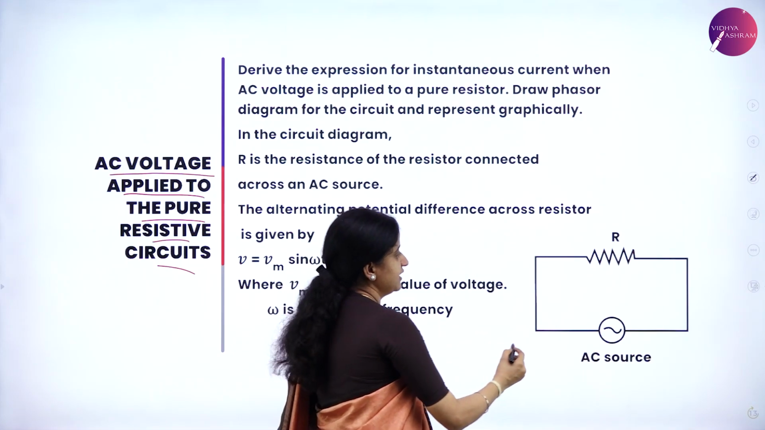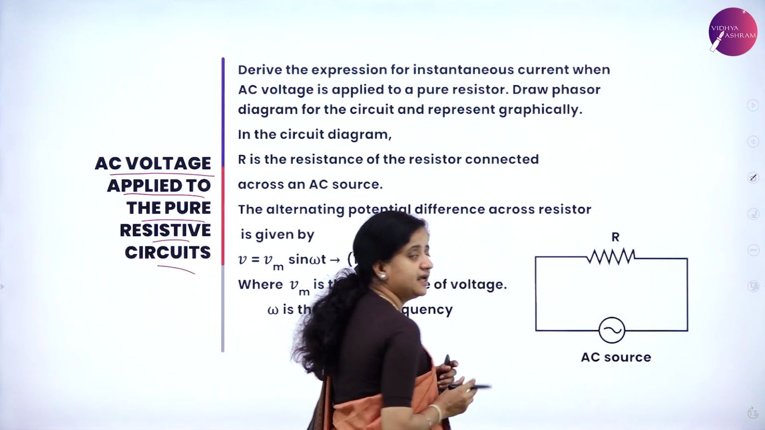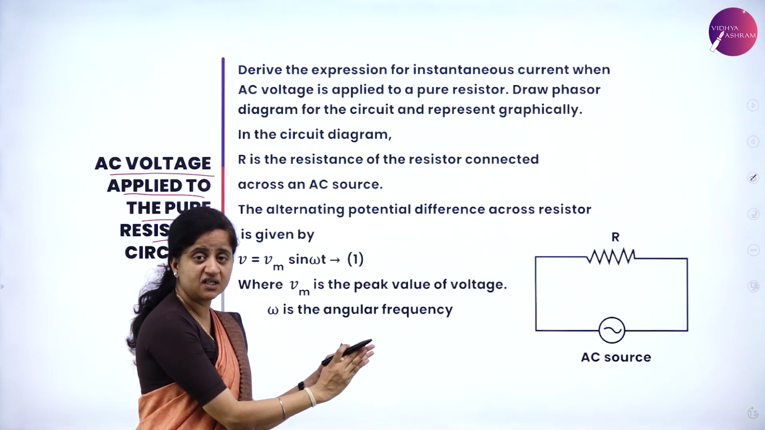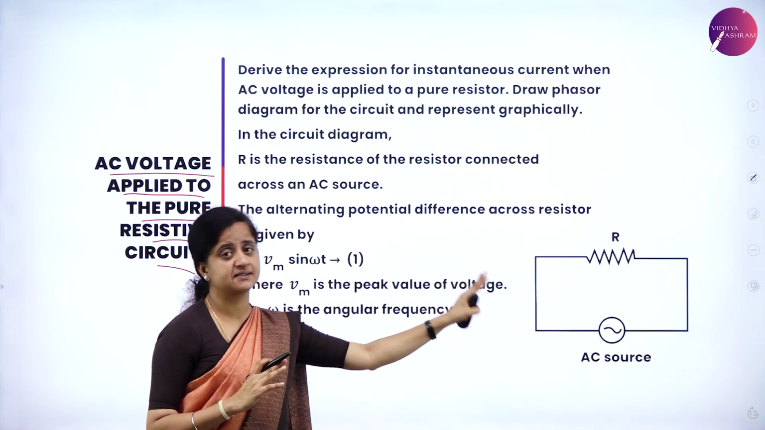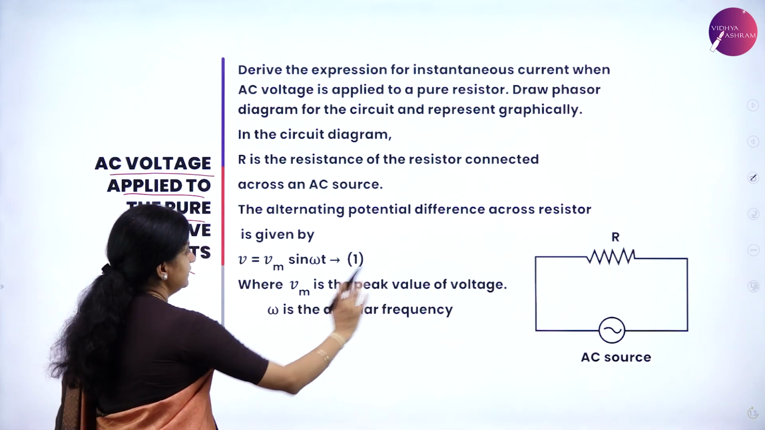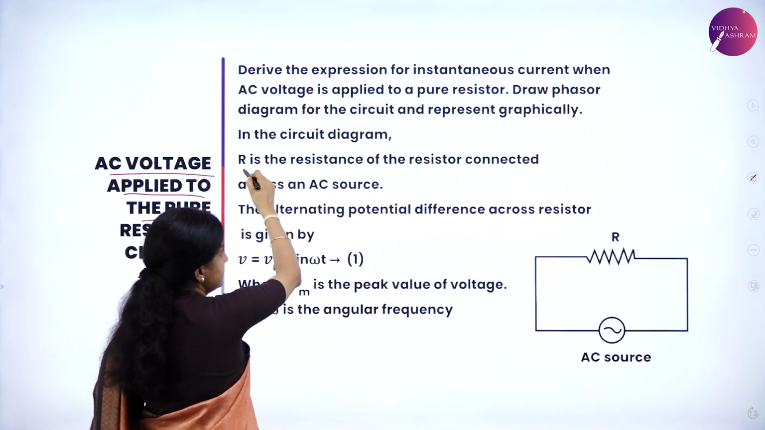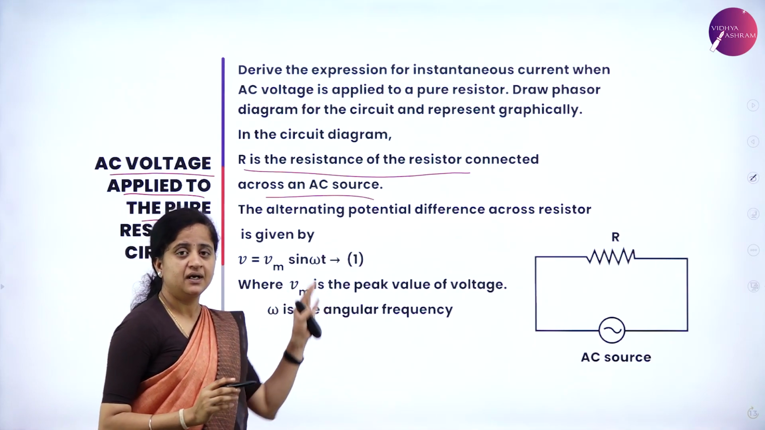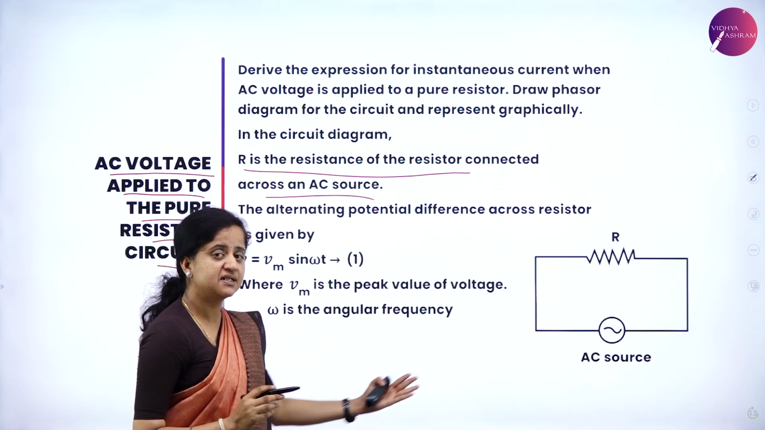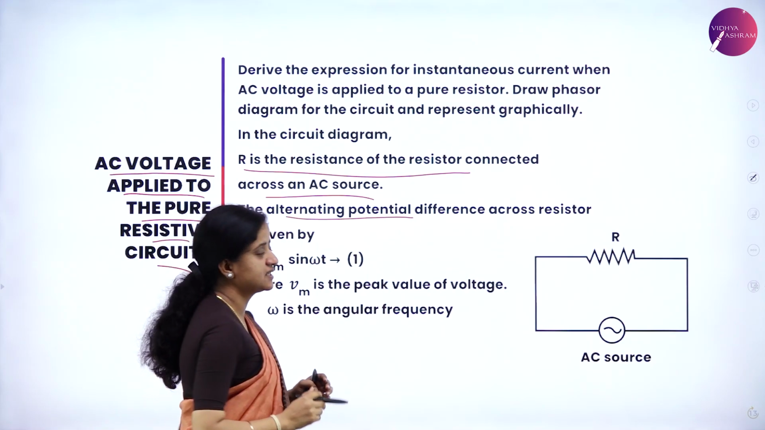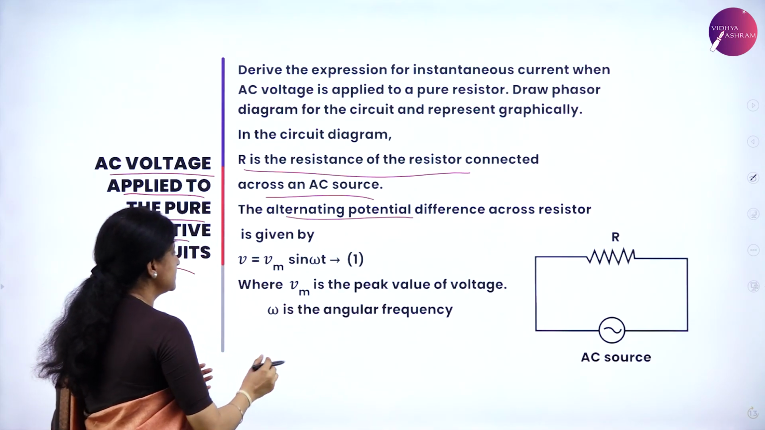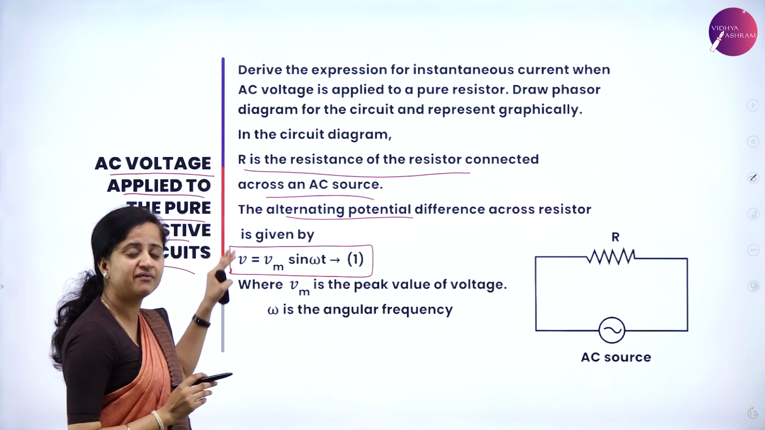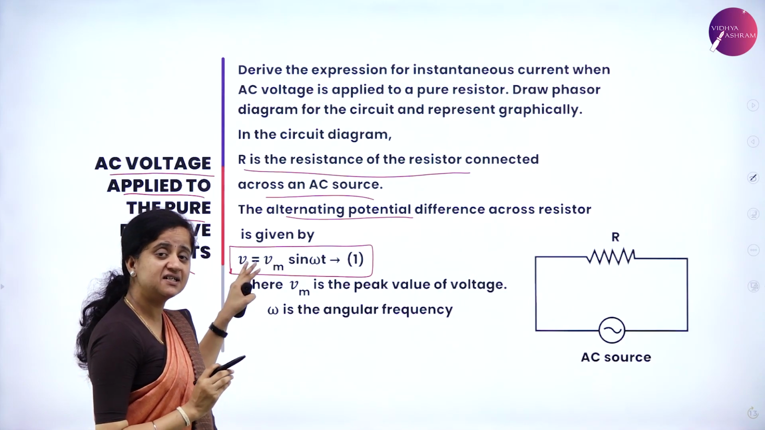For this, we have considered a resistor and an AC source. This is a very simple circuit diagram to understand. It's a pure resistive circuit where we do not have any other components except the resistor. In this circuit diagram, R is the resistance of the resistor, which is connected to an AC source. As soon as the AC source is connected to the resistance, there exists an alternating potential difference, given by V is equal to Vm sin omega t, because we have already learnt the value of instantaneous voltage.